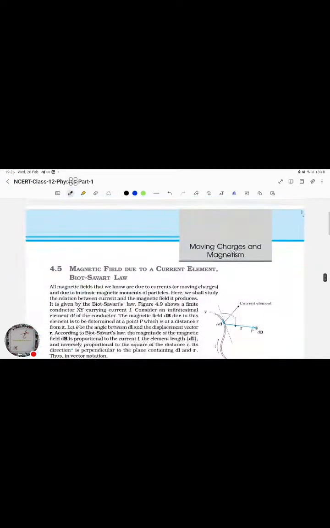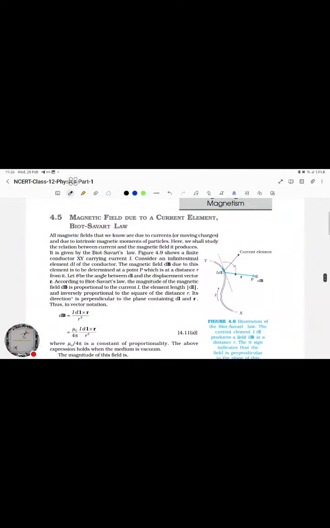Moving down, we'll talk about the magnetic field due to a current element, that's Biot-Savart's law. All the magnetic fields that we know are due to currents and due to intrinsic magnetic moments of particles. Here we shall study the relation between current and the magnetic field it produces. Whatever magnetic fields we knew are all due to moving charges, and now we'll study the relation between the current and the magnetic field it produces, and that's what Biot-Savart's law is all about.